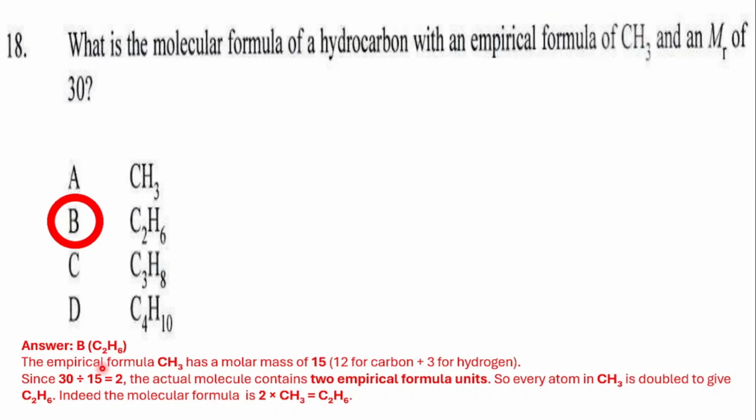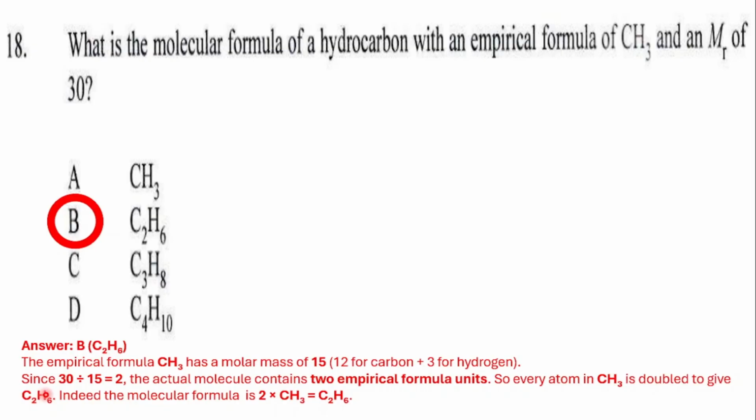Now what we're going to do is say 30 divided by 15, because the question says the Mr is going to be 30. It says, what is the molecular formula of a hydrocarbon with the empirical formula of CH3 and an Mr of 30? So we know that Mr is 30, and we divide 30 by 15, because 15 is the molar mass of CH3. So 30 divided by 15 gives us 2. That means the actual molecule contains 2 empirical formula units, so every atom in CH3 is doubled to give C2H6.